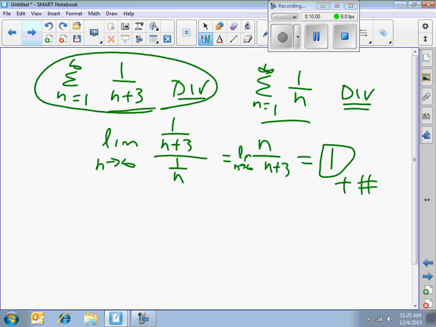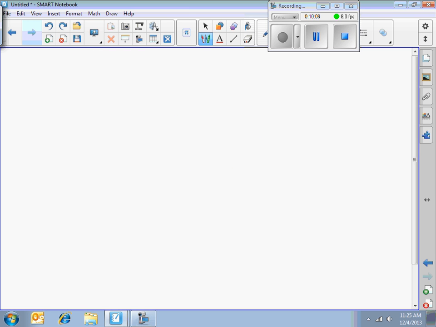But if the one we compared to had been convergent, then this would have been convergent. But we know the harmonic series is divergent, so this is divergent. Let's look at another example.